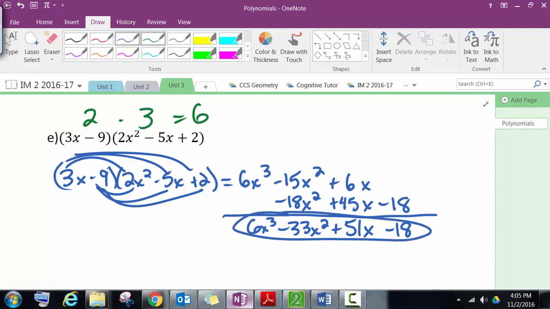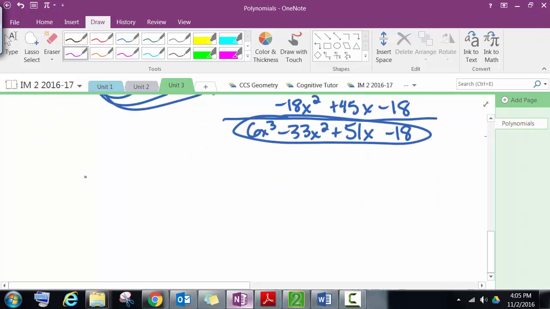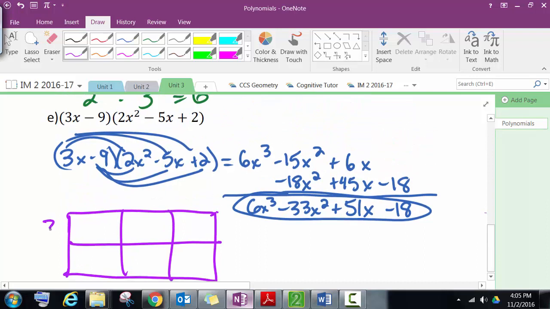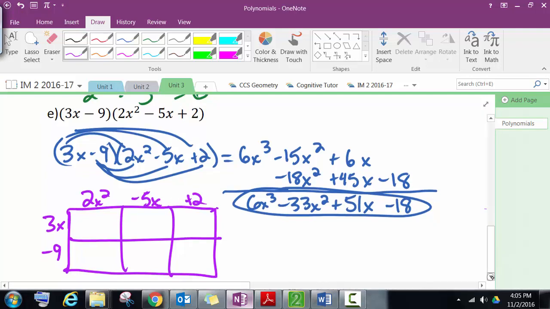If we want to do the box, and that's more than okay, we have to make our box a little bit bigger. It's not 2 by 2 anymore, but 2 by 3. So 3x minus 9 and 2x squared minus 5x plus 2, and it's done the same way that we did before.